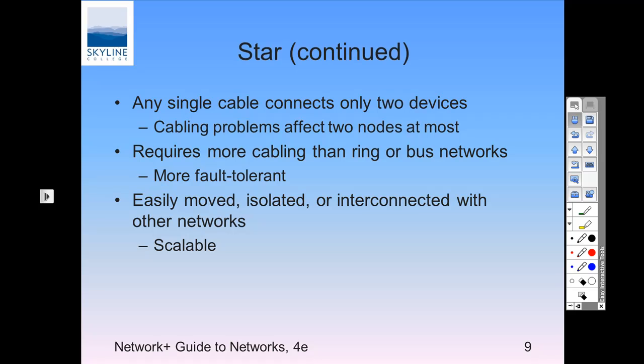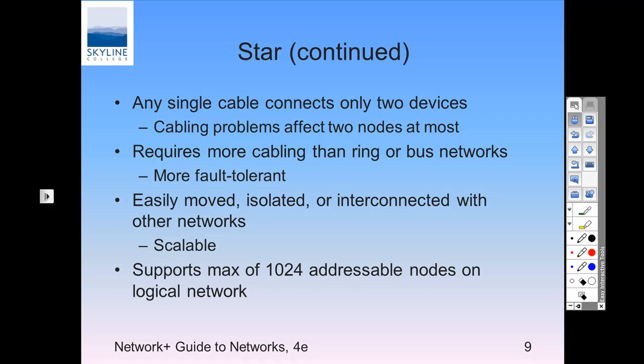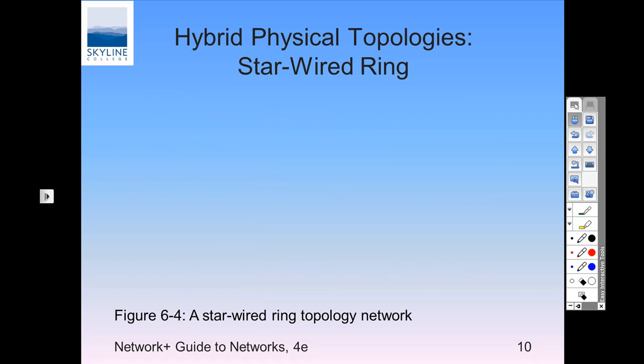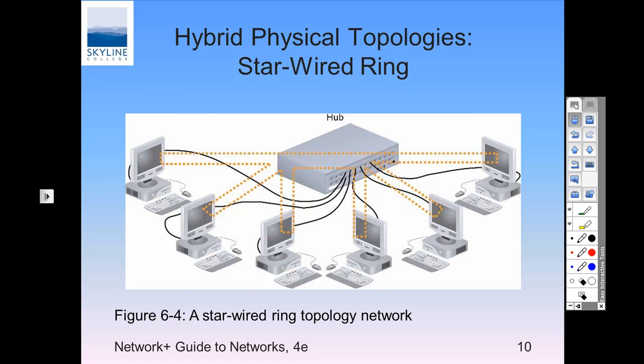If we needed to add 20 more machines in here, we could just put another switch in, can't we? And run the wires back to that switch, connect the 2 switches together. Is it going to be the best arrangement? It's going to be okay. It supports a maximum of 1,024 addressable nodes on a logical network. And these numbers are going to be a function of the switches that you're using. But 1,024, that's a lot. Probably not going to get there.